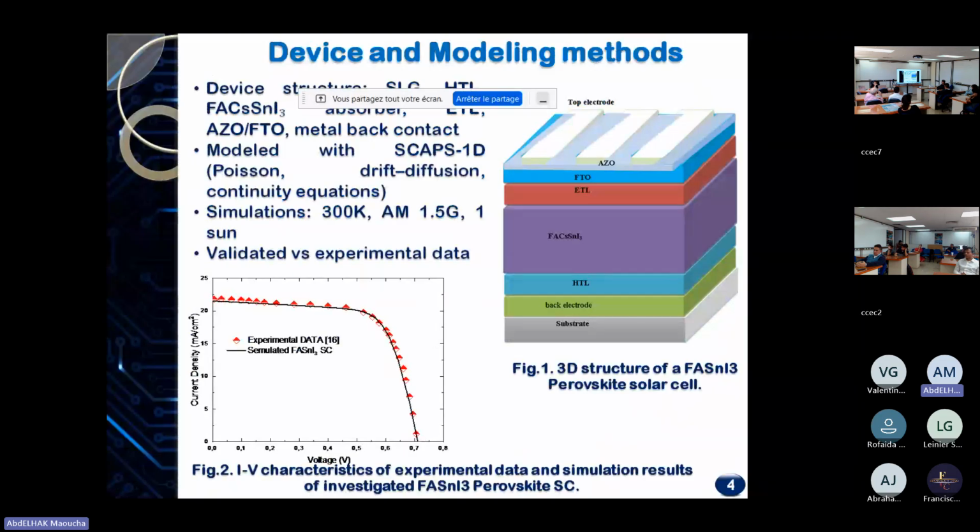Here we see the structure of the solar cell, starting from the transparent conductive oxide, the ETL, the formamidinium cesium tin triiodide absorber, the HTL, and finally the back metal contact. We modeled this structure using SCAPS 1D, which solves the Poisson, diffusion and continuity equations under standard solar conditions. The simulation was validated against experimental data, ensuring that our results are realistic.